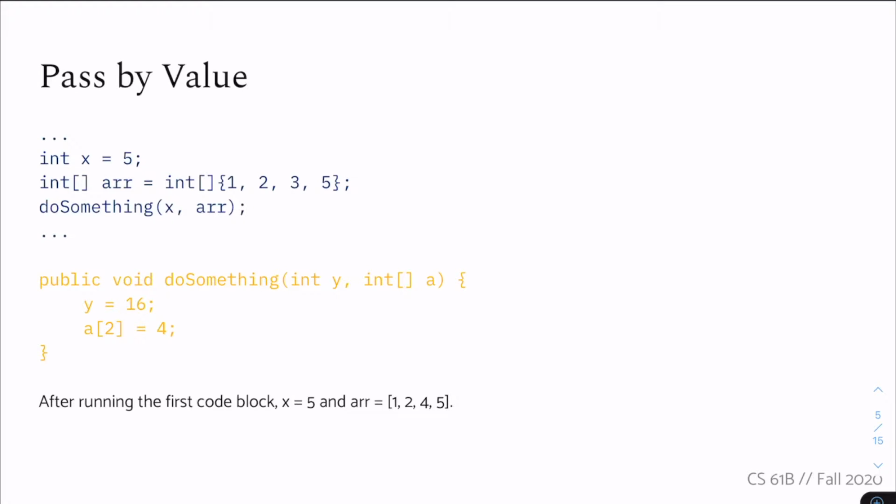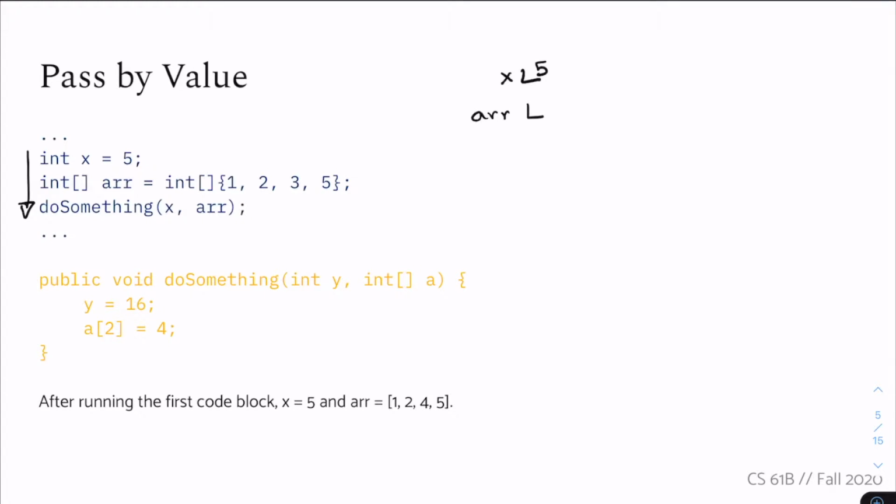Now let's talk about pass by value. This is just another example of how reference types and primitive types act differently. So let's follow through this block of code and see what happens. The first thing we do is create an integer x, and we pop a 5 into that box. Straightforward. The next thing we do is create an integer array.